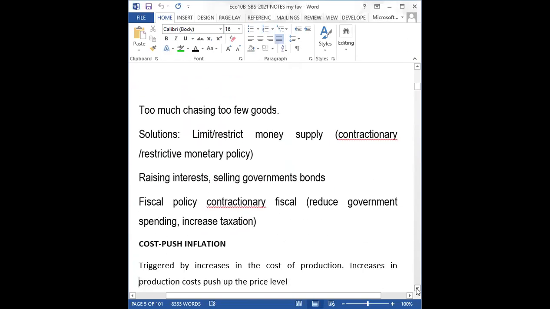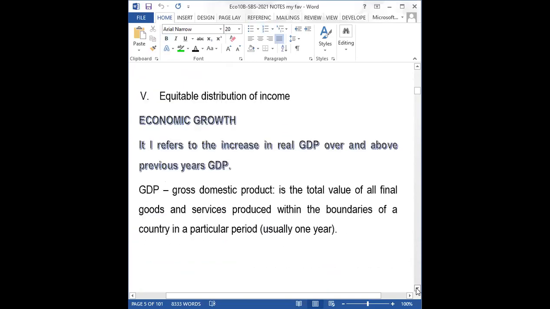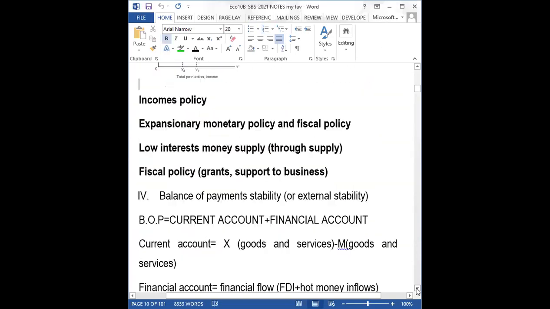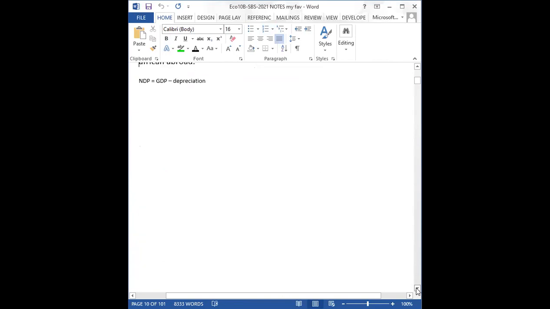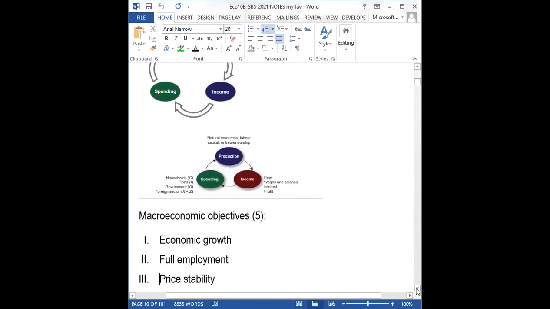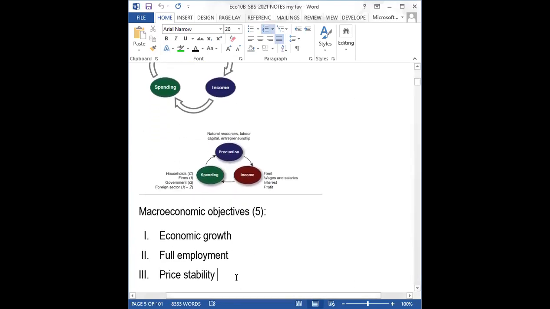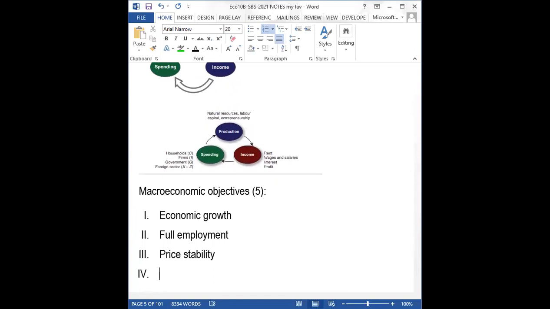So basically, there are 5 macroeconomic objectives, which I want to summarize here. So there are 5 macroeconomic objectives. The first one is referred to as economic growth. The second one is referred to as full employment. The third one is referred to as price stability. The fourth one is referred to as external stability.